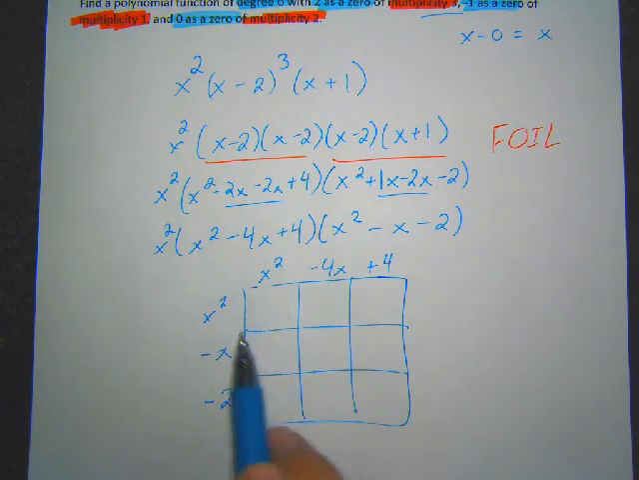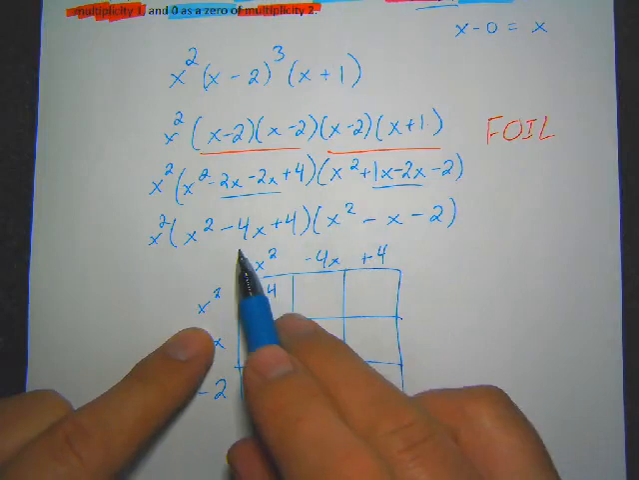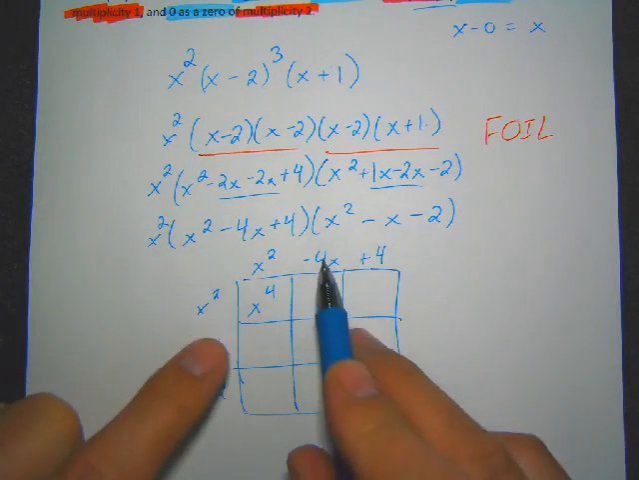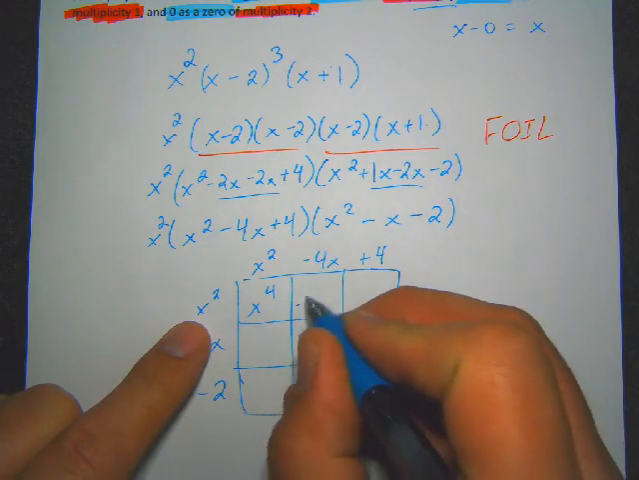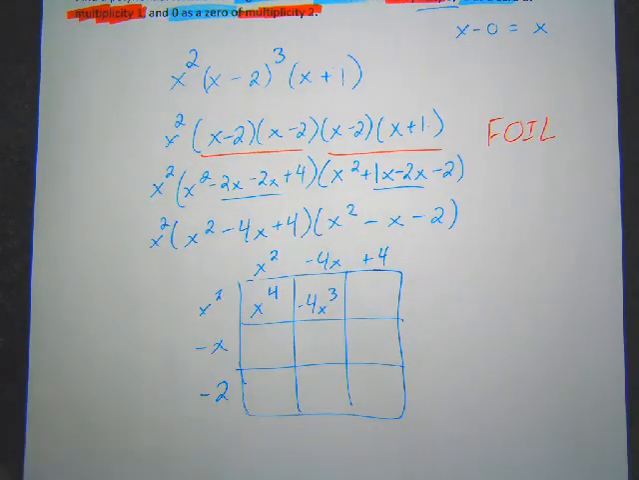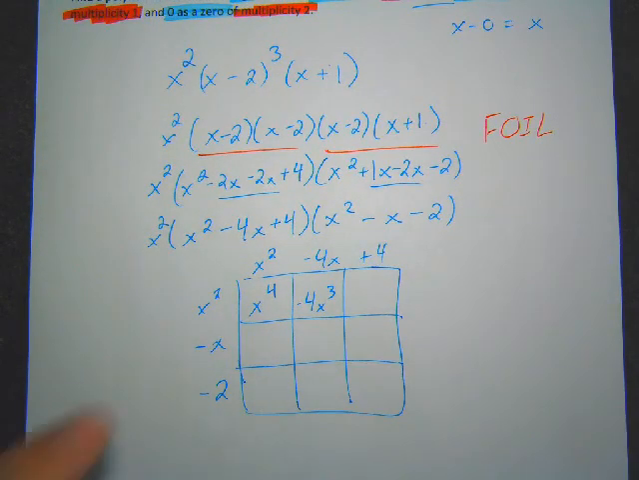I'm going to do x squared times x squared, because this first box is x squared times x squared, which is x to the 4th. I'm going to do x squared times negative 4x, it's those two, because this one right here is x squared and negative 4x. So I'm going to get negative 4x cubed. So this box is helping me remember to do all the multiplications. Make sure I don't miss any. So by having this box here, if I fill in all the squares, I've done all the multiplications.